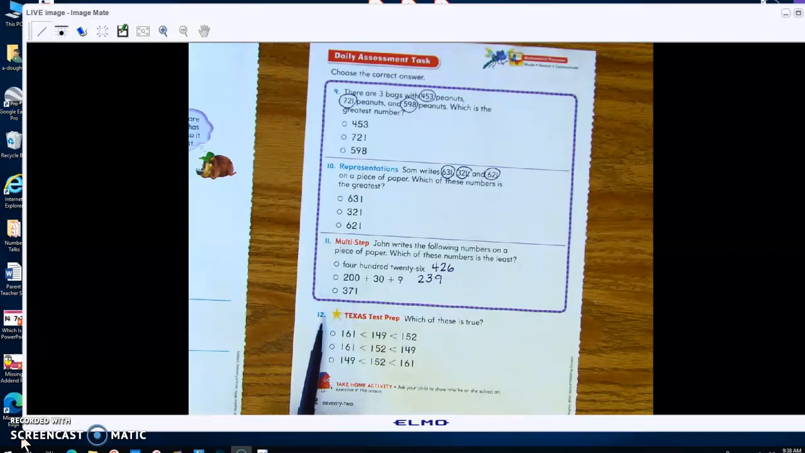Okay, looking at number 12. Which of these is true? So we're going least to greatest. Small, middle, big. Least, middle, greatest. So look at those 3 and decide which one is correct.